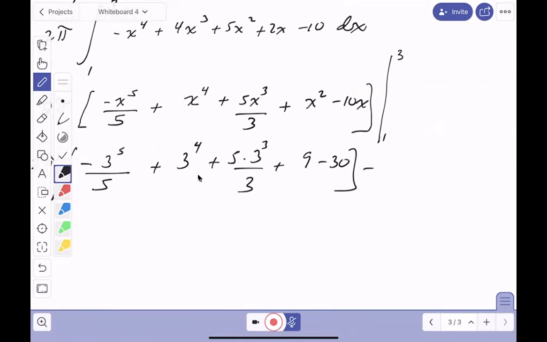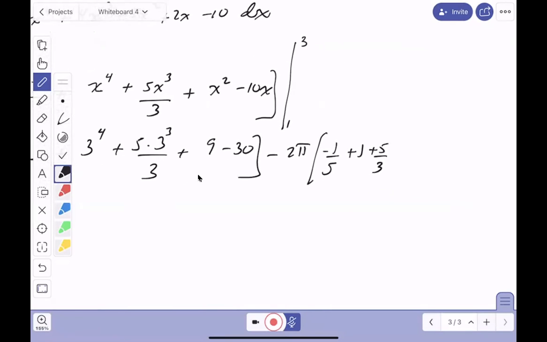I know it's tough. Minus 2 pi. Well, the 1's easy. Minus 1/5 plus 1 plus 5/3 plus 1 minus 10. Right? Don't be discouraged. I think I want to do that second term first. Common denominator 15, right?